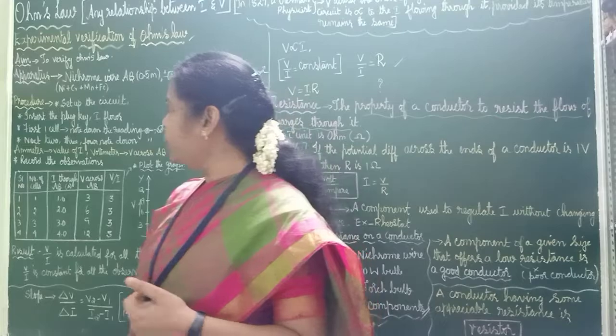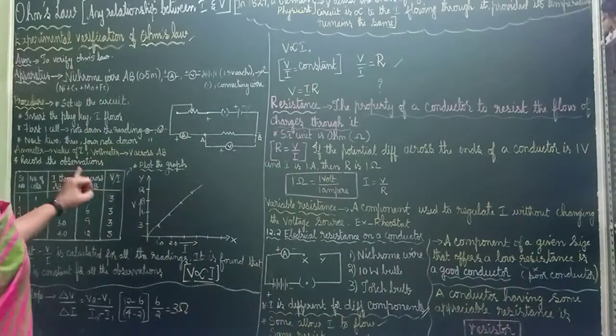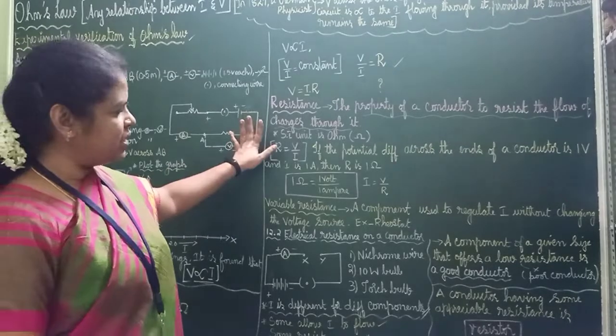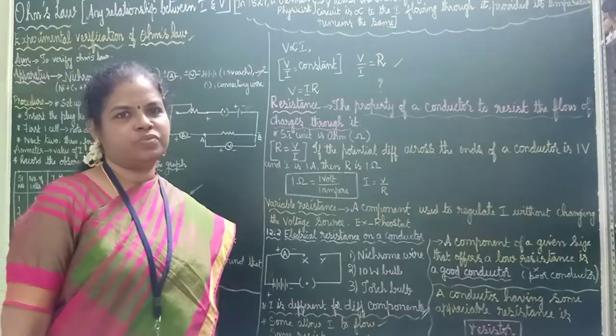Here today 5 points we have studied: Ohm's law, experimental verification of Ohm's law. We have also studied about slope. Then what is resistance? What is variable resistance? Okay, bye.